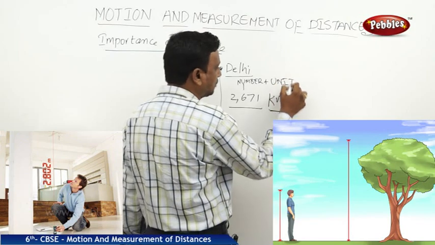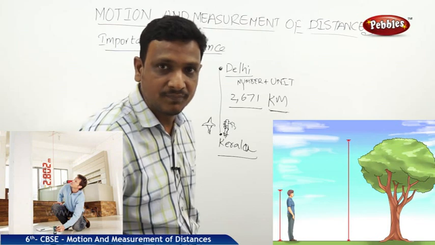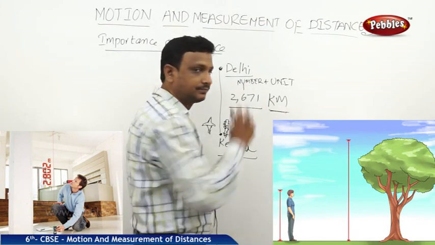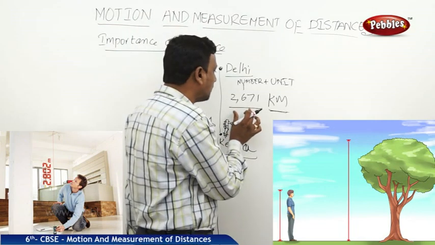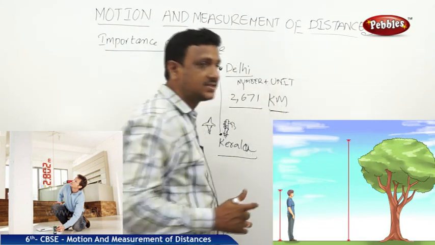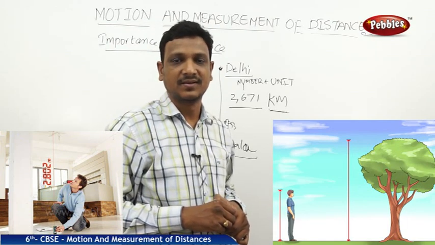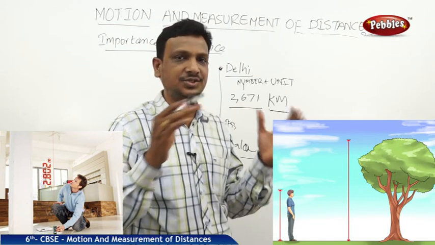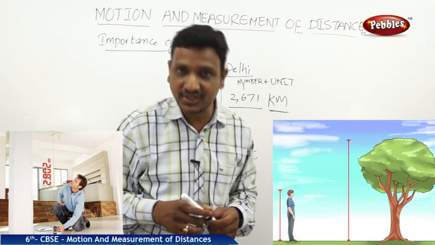So when you are talking about a distance, you will find two things: one is the number, the other one is the unit. Right. So 2671 kilometers is the distance. You need not measure it. But if there is a situation where you are asked to measure, how do you do that? How do you measure it?